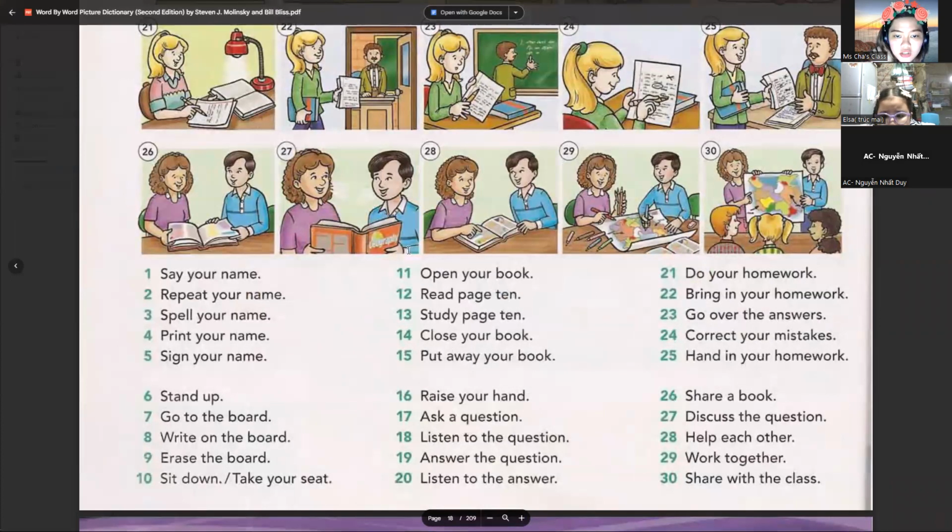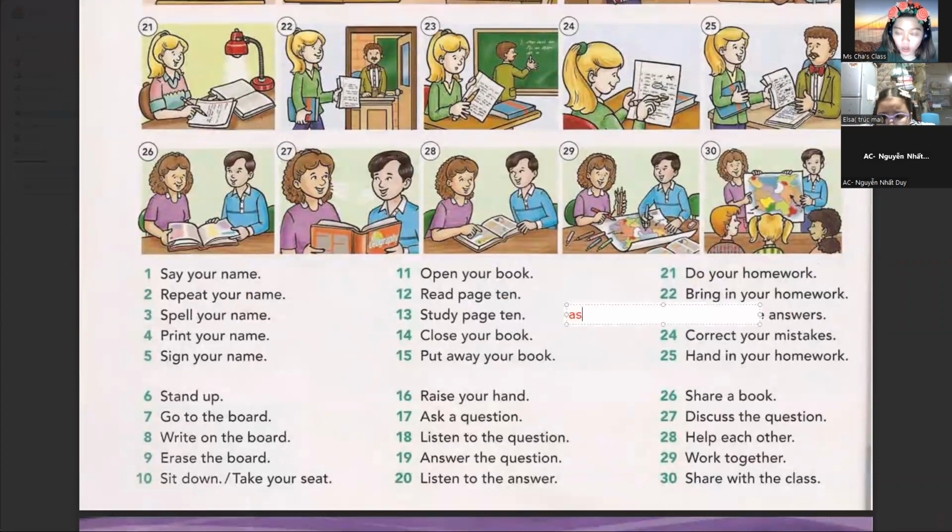Actually, in some other English contexts, Elsa, homework is also called assignment. So don't get confused. Sometimes the teacher will say, okay, your assignment for tomorrow is about, all right, assignment or homework.